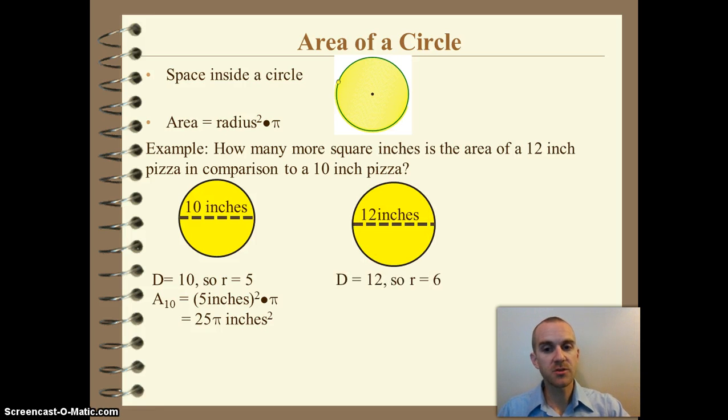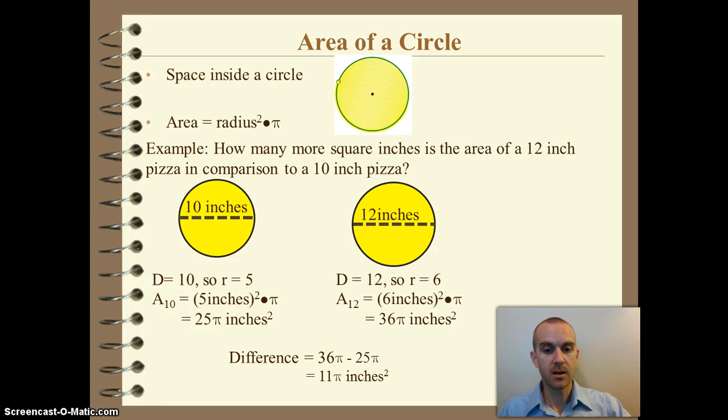The diameter is 12, so our radius has to be 6. So 6 inches squared gives us 36 pi square inches. So the difference between those two is 11 pi square inches, which is about 34.56 square inches.